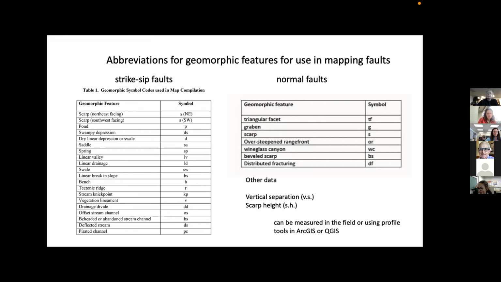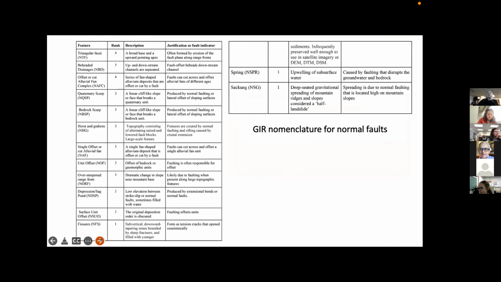Other things we note is vertical separation or scarp height. As we walk along, that's more of a field thing. You know, we can generate scarps in QGIS too. So look at scarp heights, which we're working on for your homework this week. And so I just put up these. I'm not going to read through them all. You have them in your handout from class. But you know, we've given the rankings, so similar to the GIR for the other types of faults.